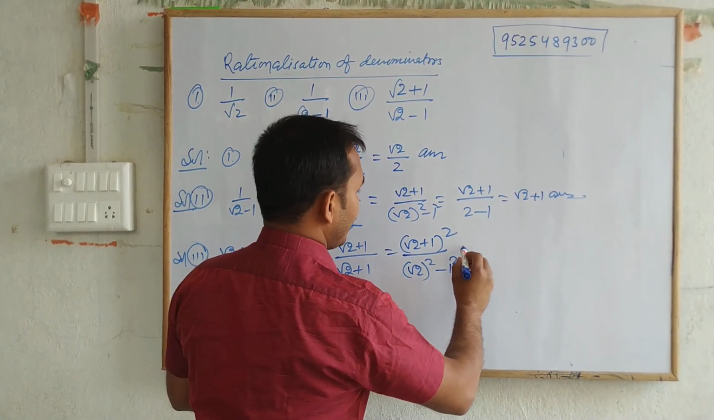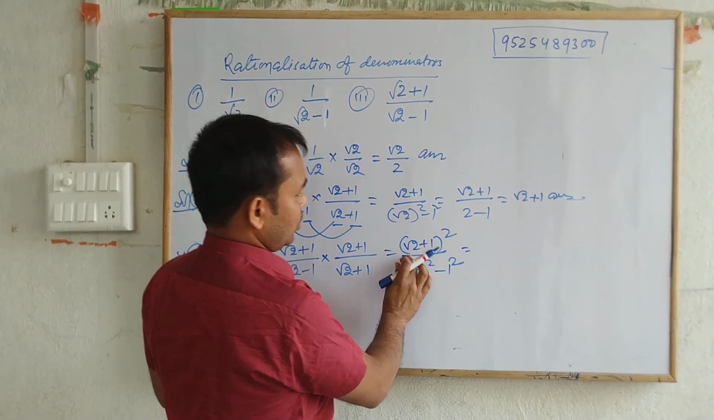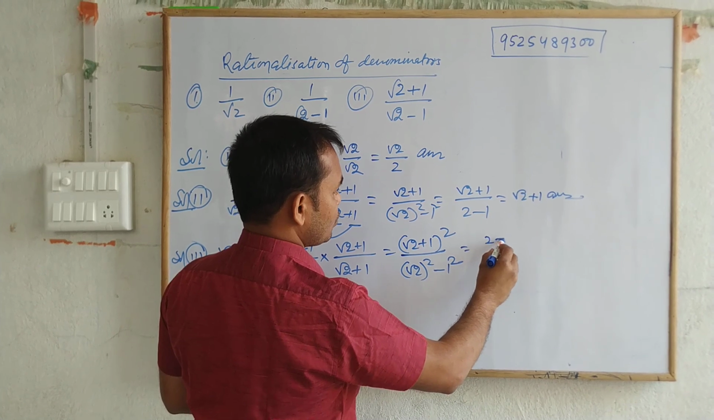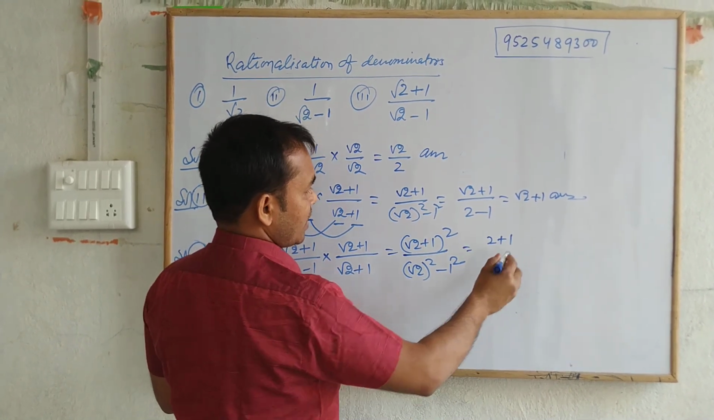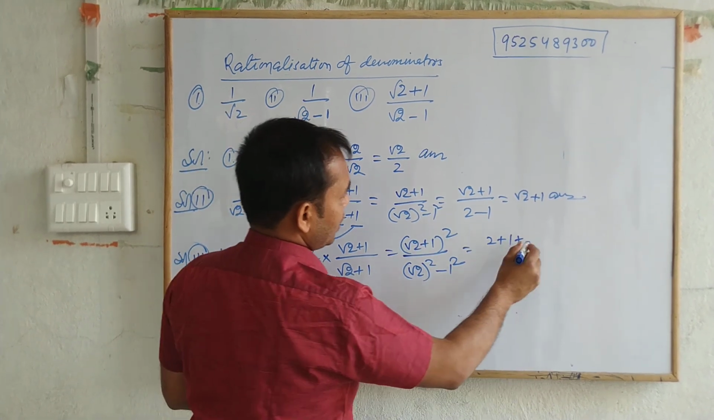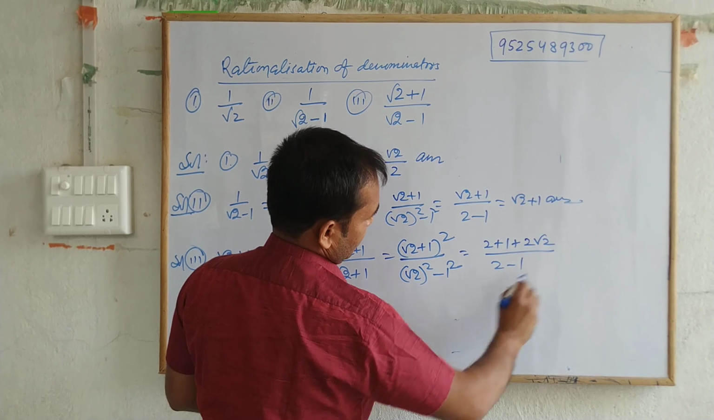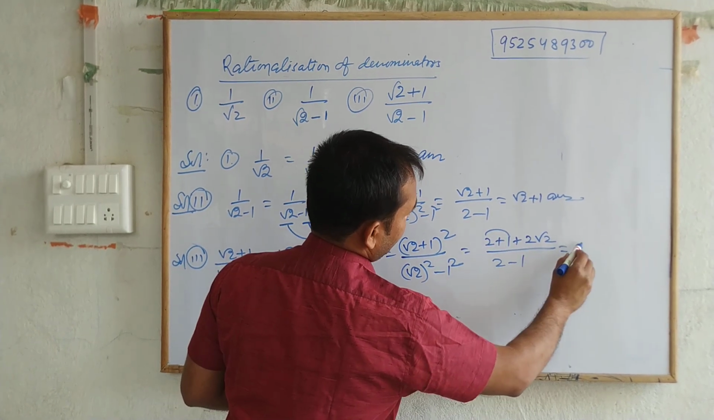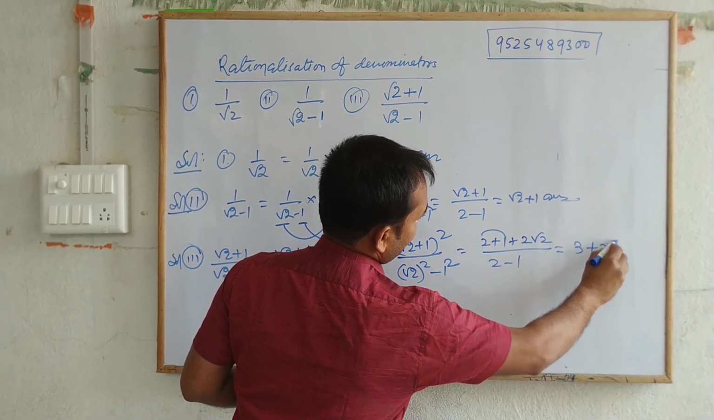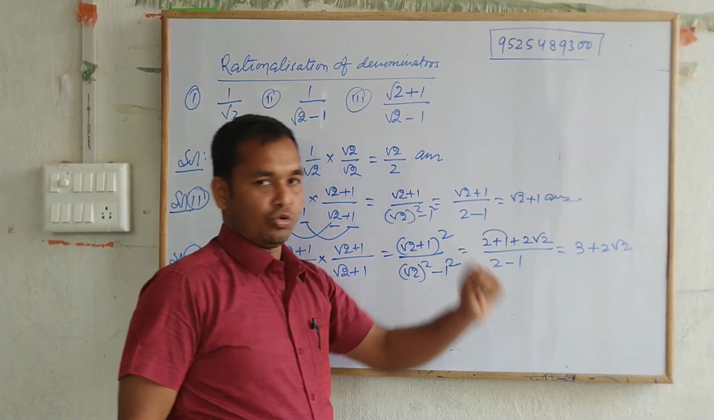Now here what will be? Root 2 whole square is equal to 2, plus 1 square equal to 1, and 2 into root 2 into 1 is equal to 2 root 2, by 2 minus 1. So it is equal to 2 plus 1, that is 3, plus 2 root 2, and by 1, which is hidden in the denominator.